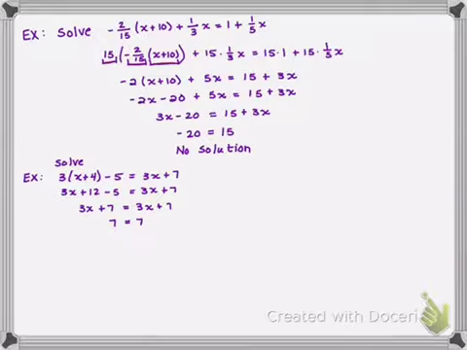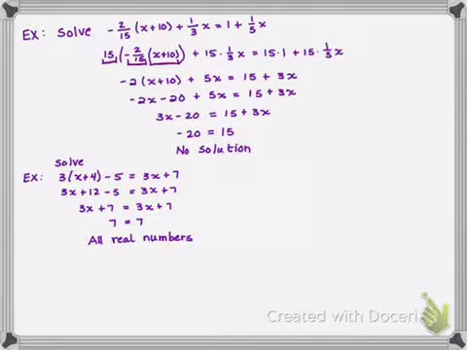And so just like with the last example, if negative 20 is never equal to 15, then the original equation is never true. If 7 is always equal to 7, then the original equation is always true. And so we say all real numbers, because I can choose any real number, put it in for x, and this equation will still be true. So these are kind of our special cases.